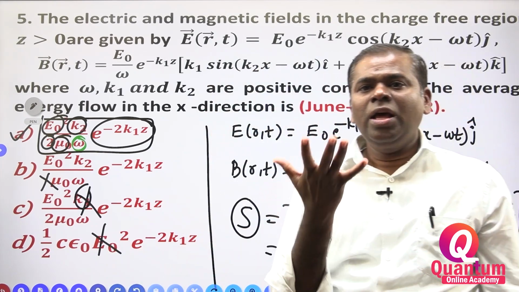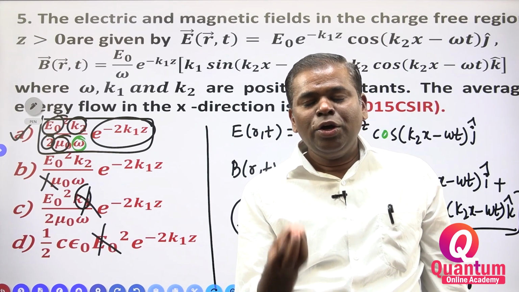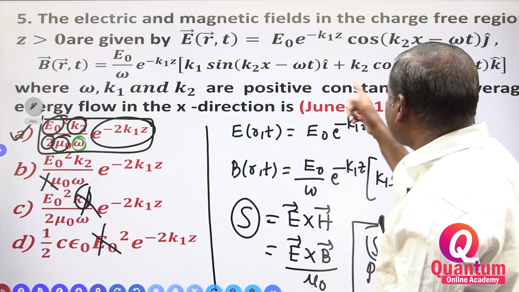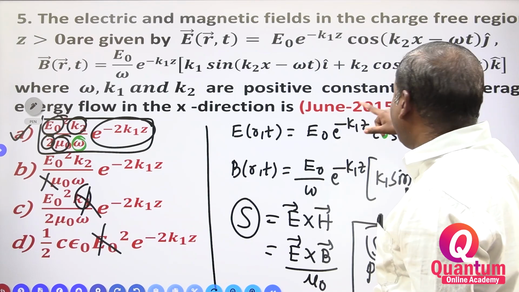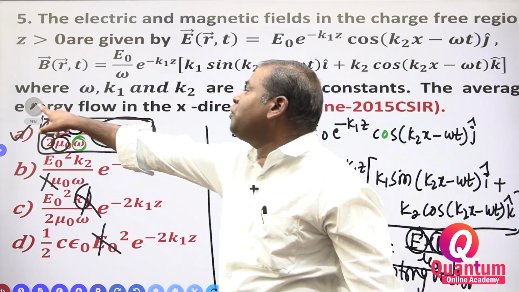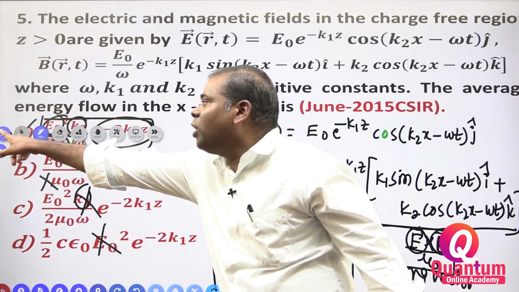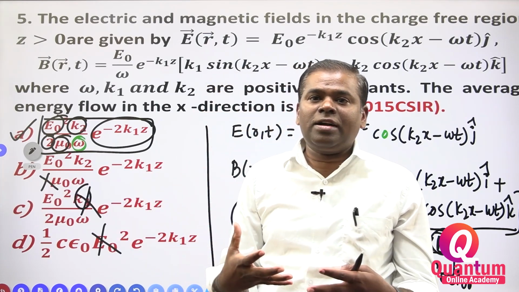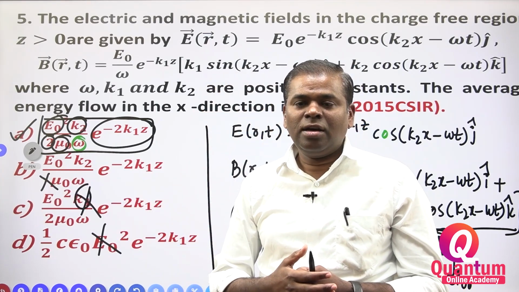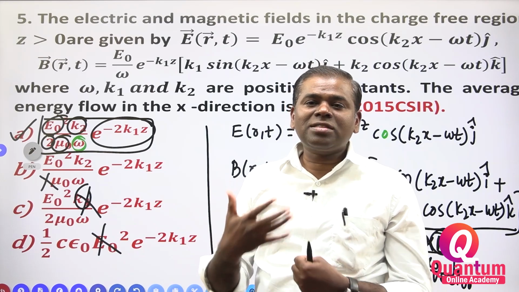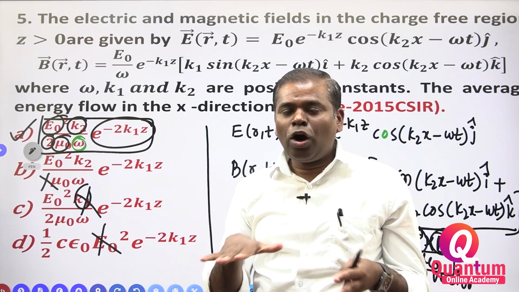The formula is very simple. You know the Poynting vector, you know the energy. What is the average energy flow? That is also something they will ask. Like that they will ask questions in CSIR. Not easy.